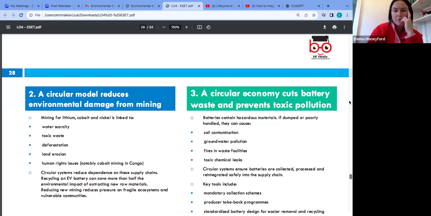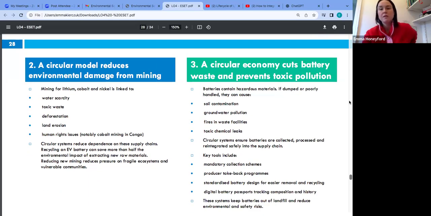So circular systems reduce dependence on these supply chains. Recycling an EV battery can save more than half the environmental impact of extracting raw materials. So reducing new mining reduces pressure on fragile ecosystems and vulnerable communities. So a circular economy cuts battery waste and prevents toxic pollution.